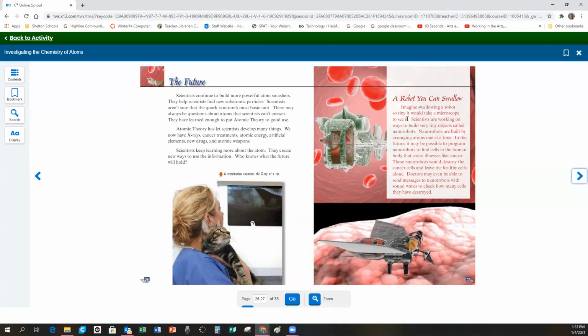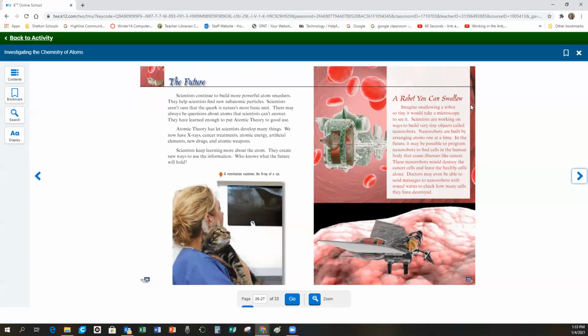And this is a robot. A robot you can swallow. Imagine swallowing a robot so tiny it would take a microscope to see it. Scientists are working on ways to build very tiny objects called nanorobots. Nanorobots are built by arranging atoms one at a time.